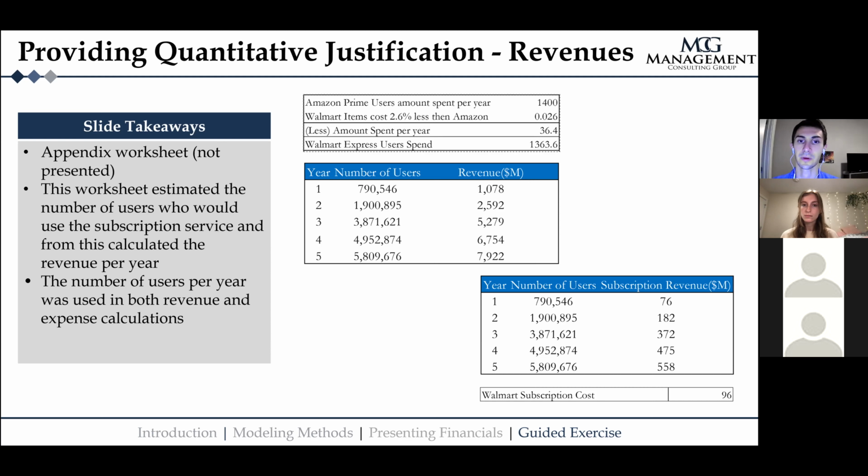We already had the amount that Walmart Express users would spend. So it made it a lot easier on us to say, okay, we have these numbers already. Let's just multiply them together for the revenues. So those are the key takeaways from there.